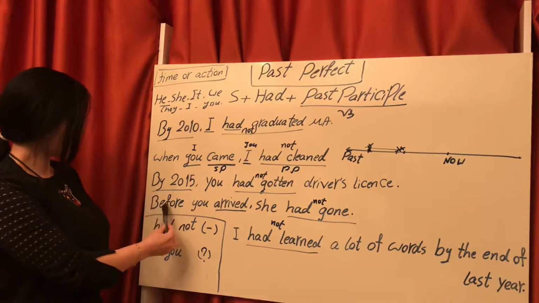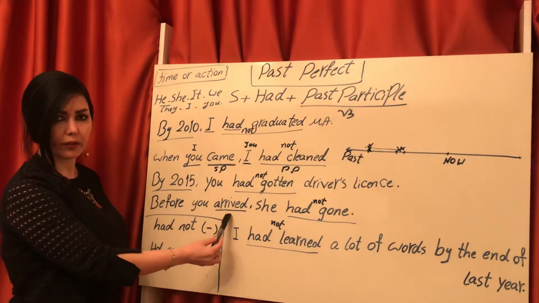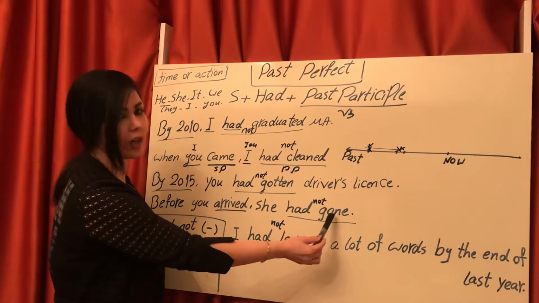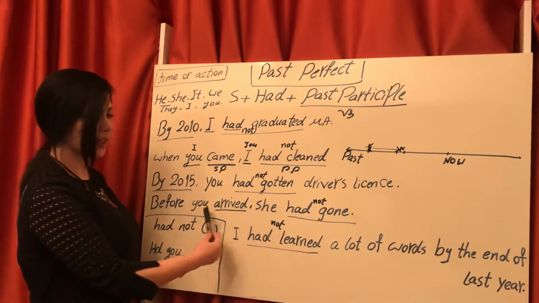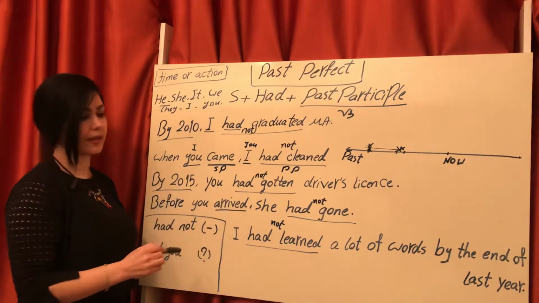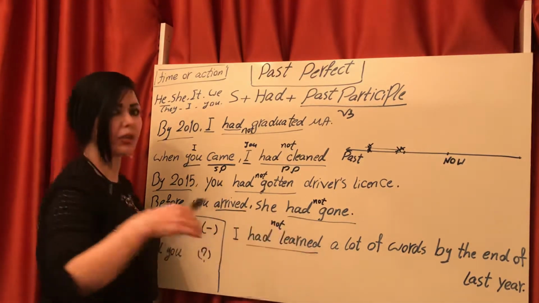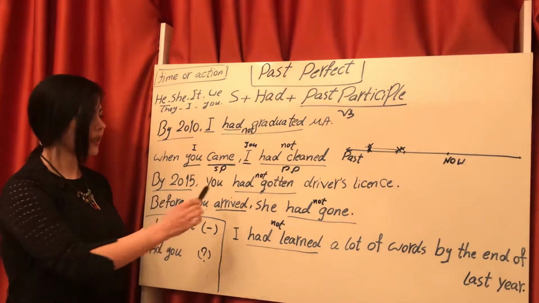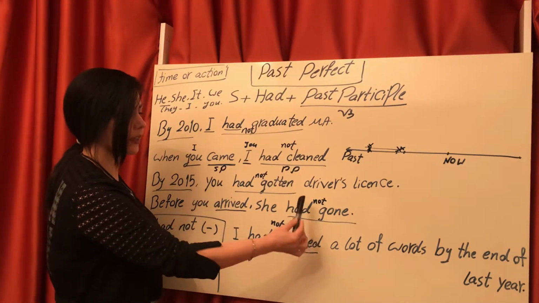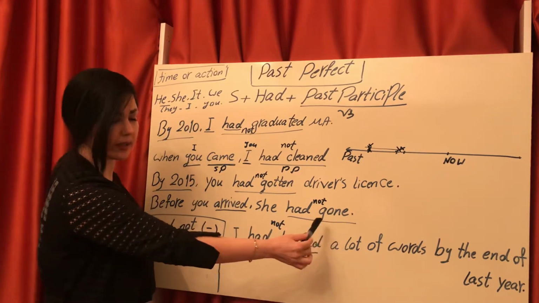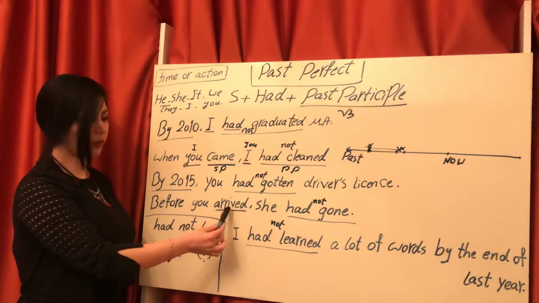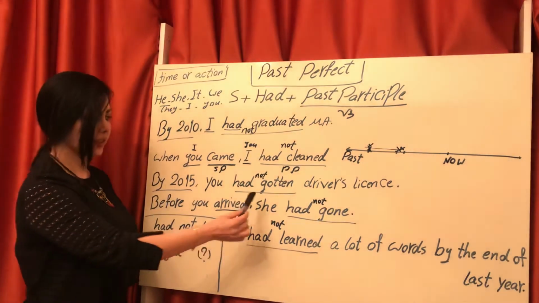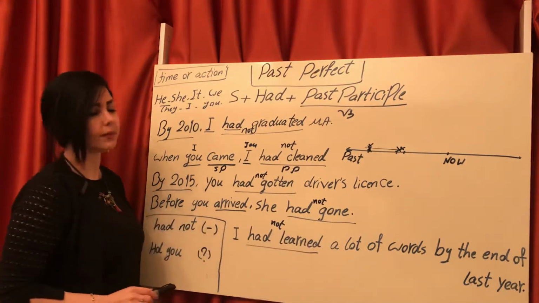When you came, I had cleaned the home. Or here, before you arrived, she had gone. Two actions happened in the past. First, she went. After that, you arrived. So, we use past perfect for the first action and simple past for the second action. Before you arrived, she had gone.